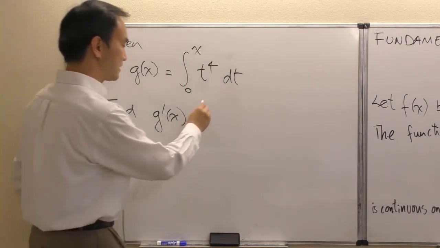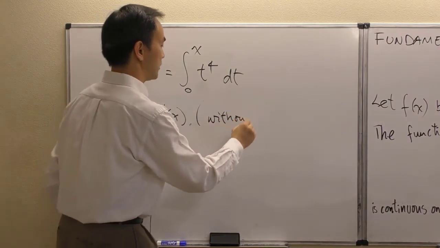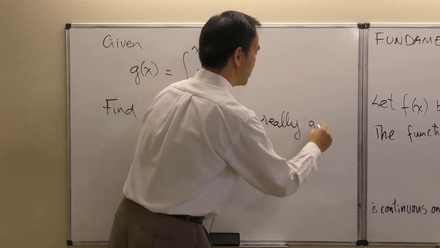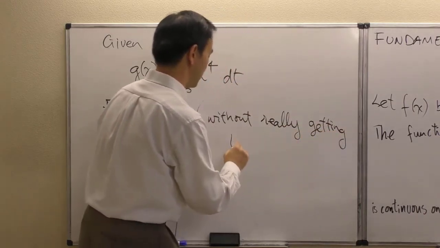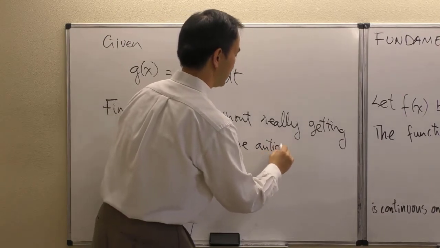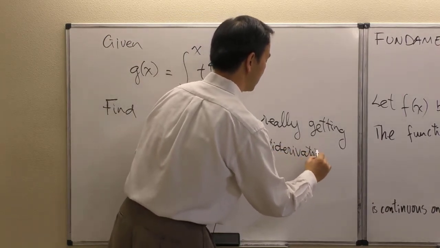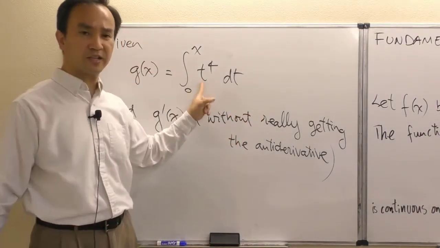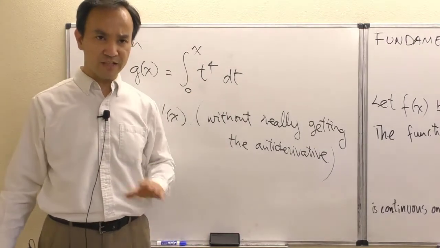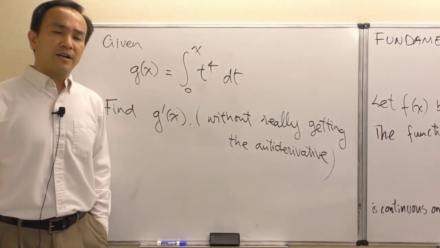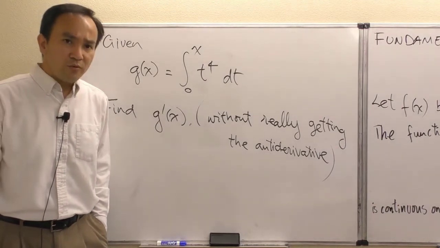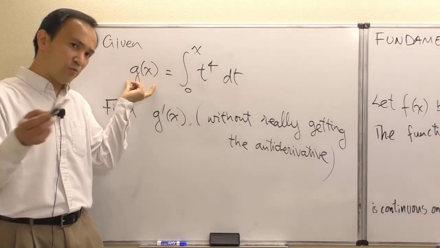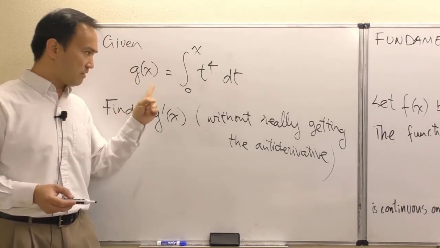I hope my wording is a little clear, but how about without really getting the antiderivative? I mean, we don't have to know what exactly the antiderivative of this is. Some antiderivatives are easy, some are not, but that's not the point. We can bypass getting the antiderivative. We only know that this is the antiderivative, but we don't have to know what that is. I don't have to know what g is.